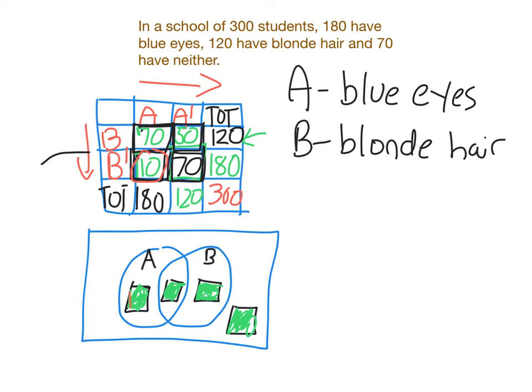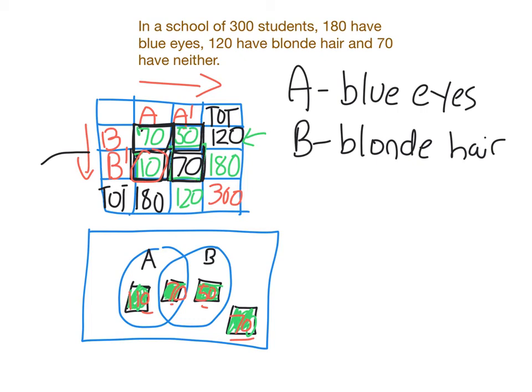Okay, so there are 110 of those. There are 110 people with blue eyes who don't have blonde hair. So there were 70 who had both. Then the next cell is B but not A, so they had blonde hair but not blue eyes. There were 50 of those, and then there were 70 who had neither. And all of these four numbers should add up to the total number, in this case of students, 300. And they do, which means we've done something right. So either the Venn diagram or the two-way table is a great way to represent the information.